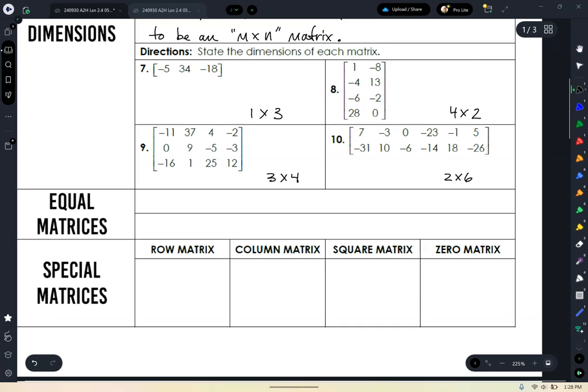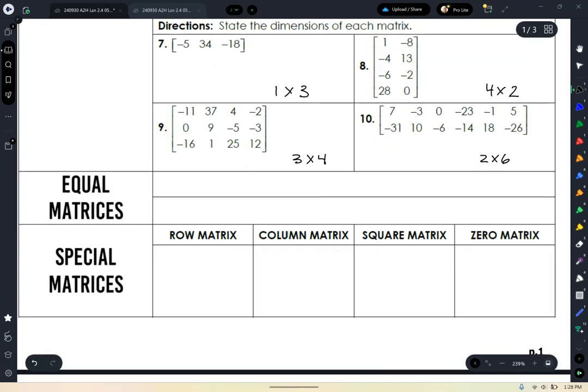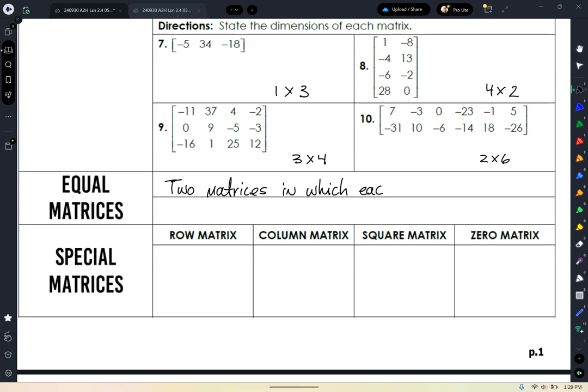Now, these are just kind of special matrices. We'll just jot them down. Some will come into play, some will not, but we'll notate them so we have a full understanding. So, equal matrices are 2 matrices in which each corresponding element is the same.